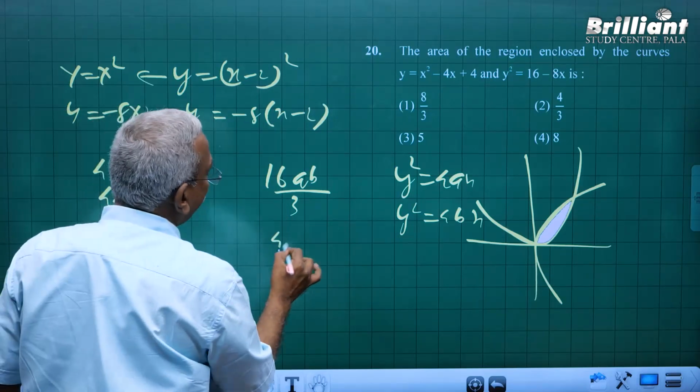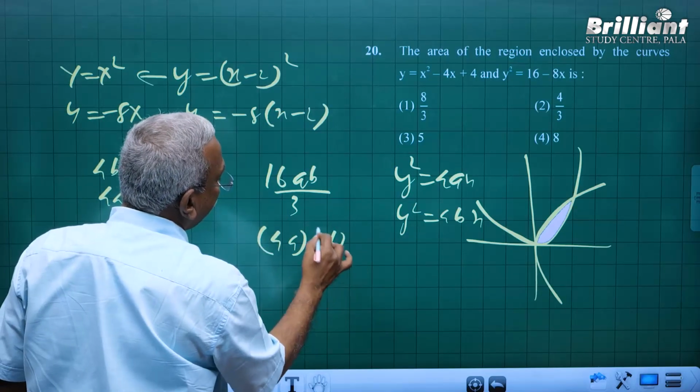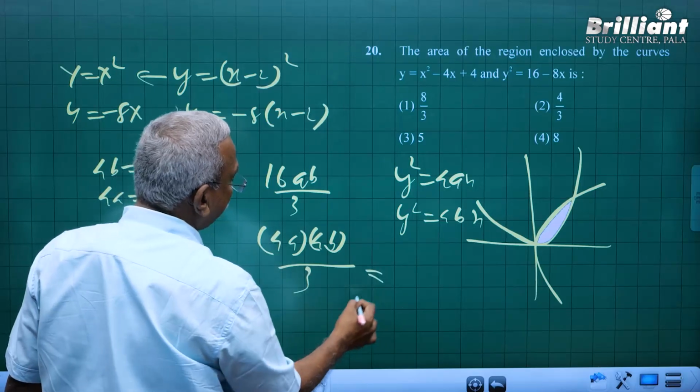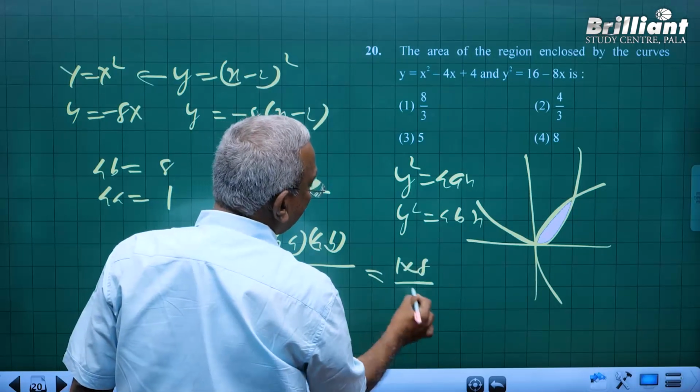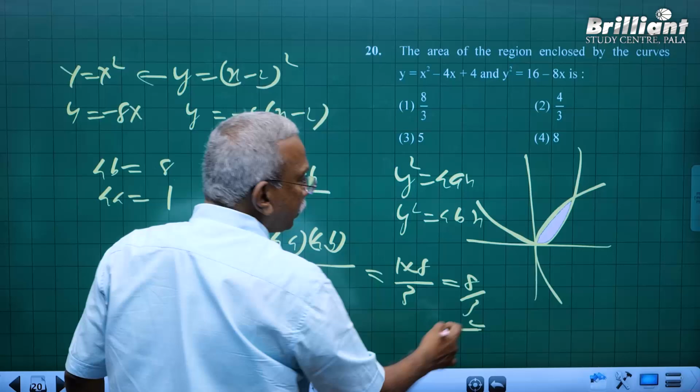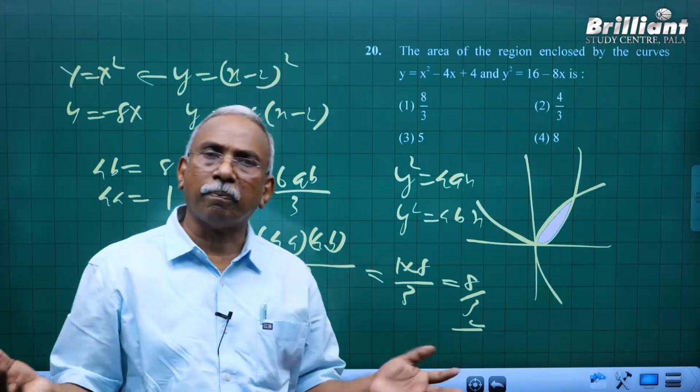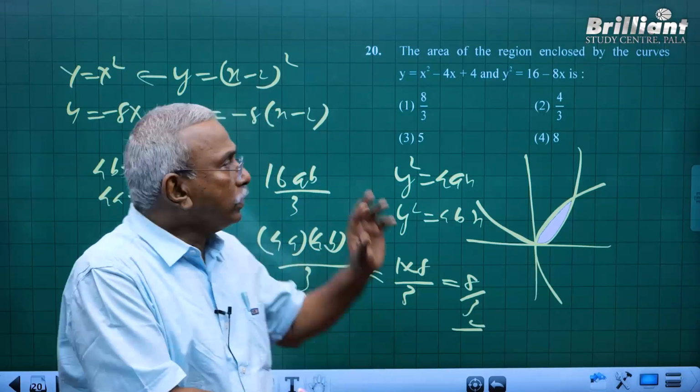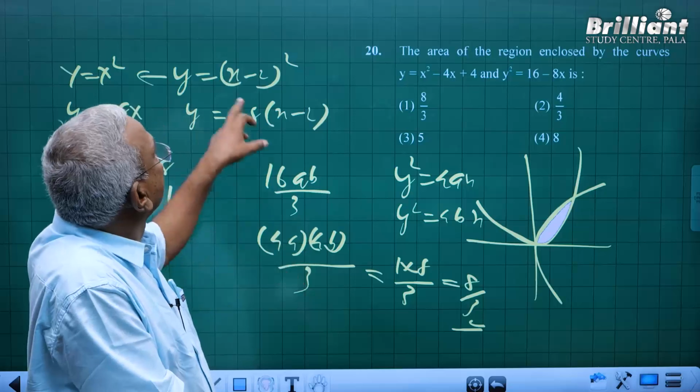So, take this one, it is 4a into 4b divided by 3. That's equal to 1 into 8 divided by 3. Answer is 8 by 3. So, over. So, shifting of the problem is not a problem, and at the same time, using this condition, you know, this is actually the latus rectum here.